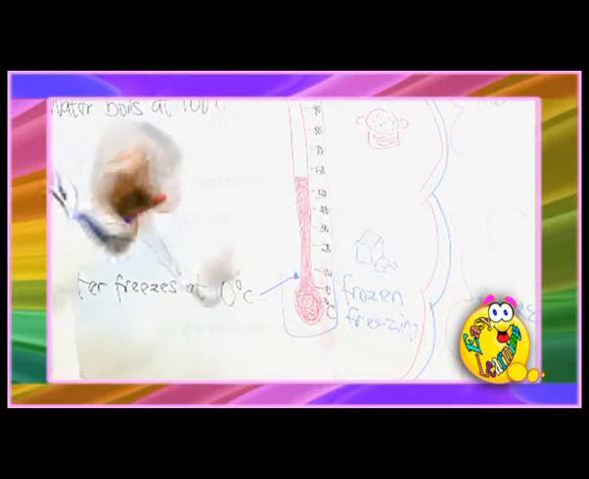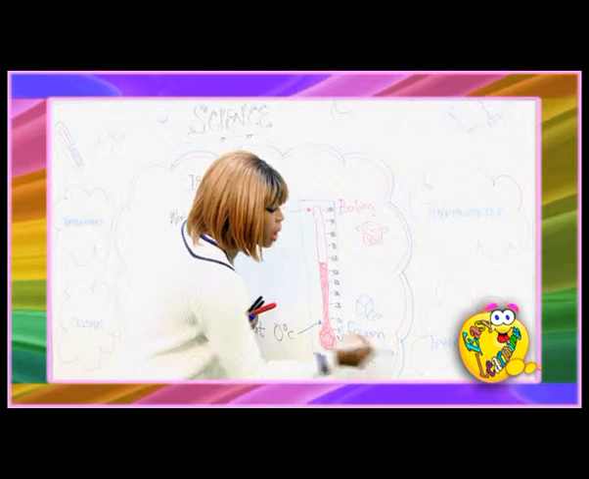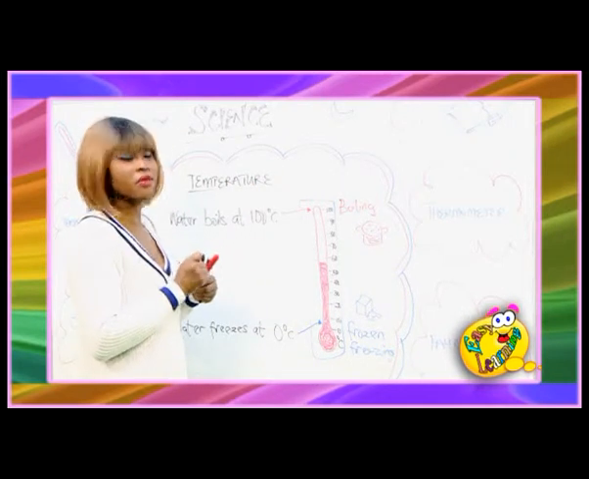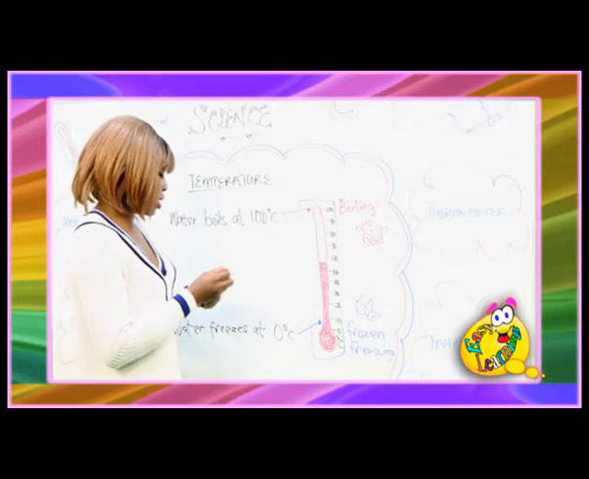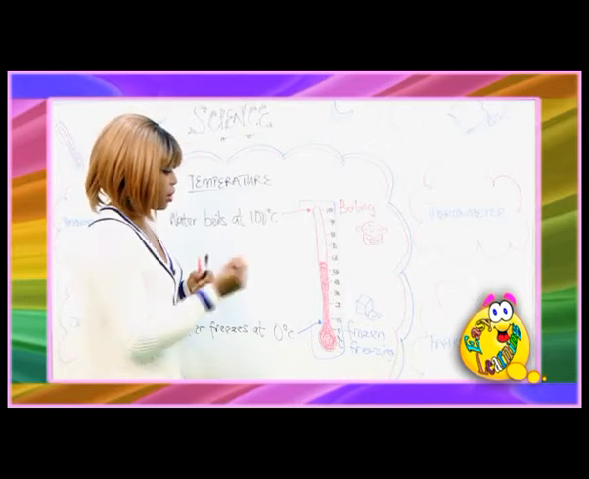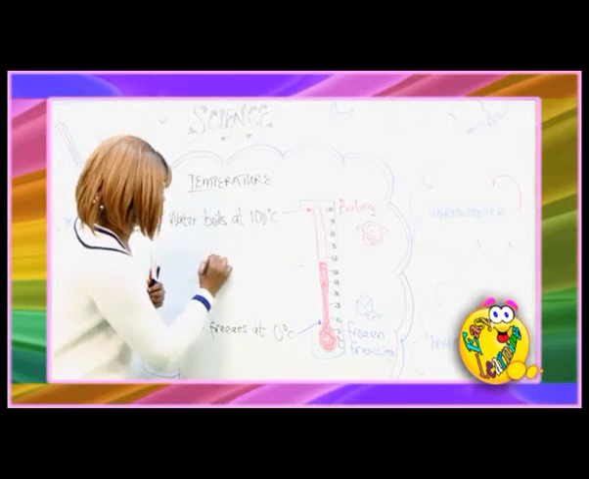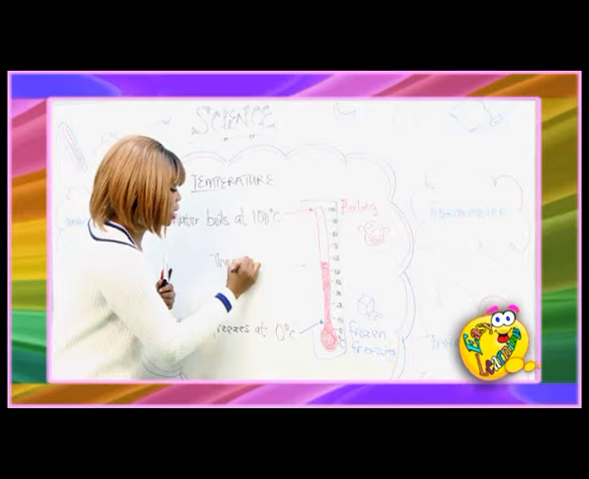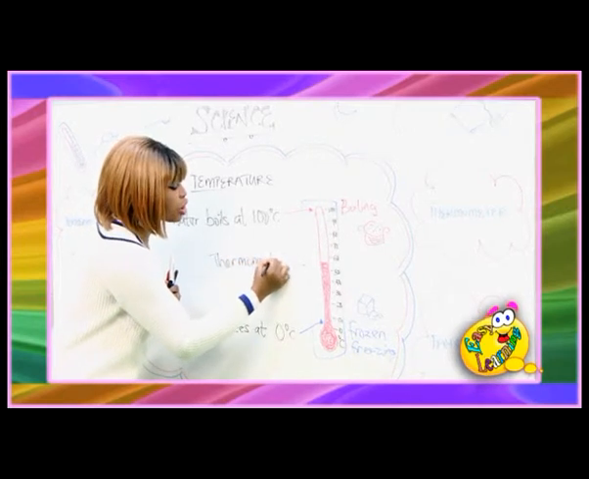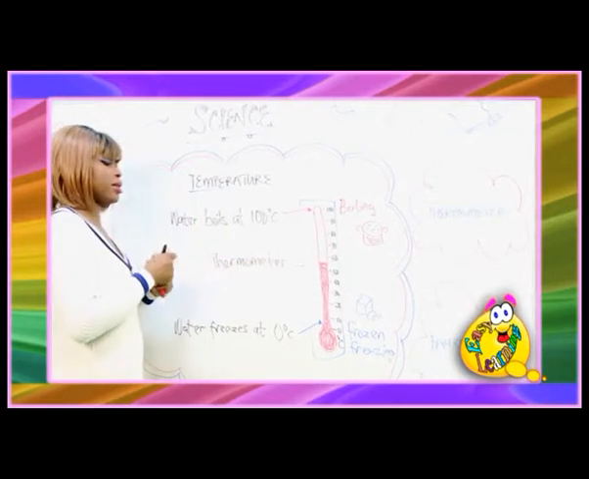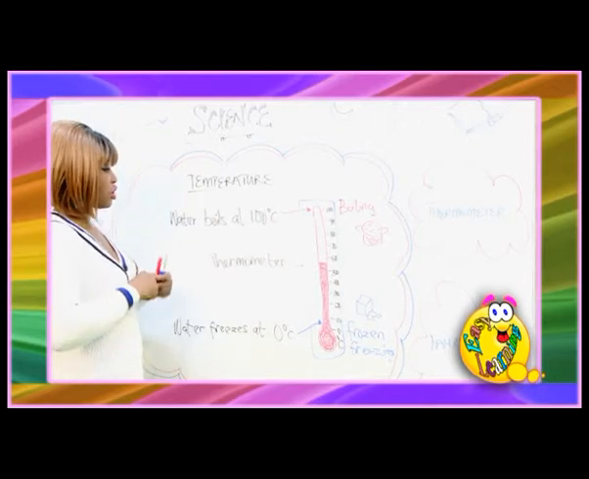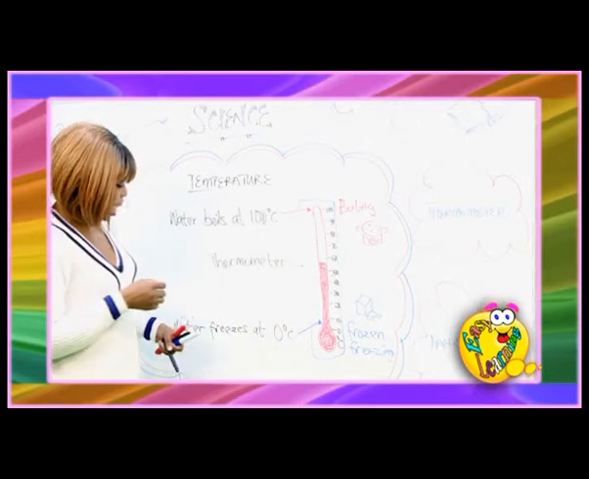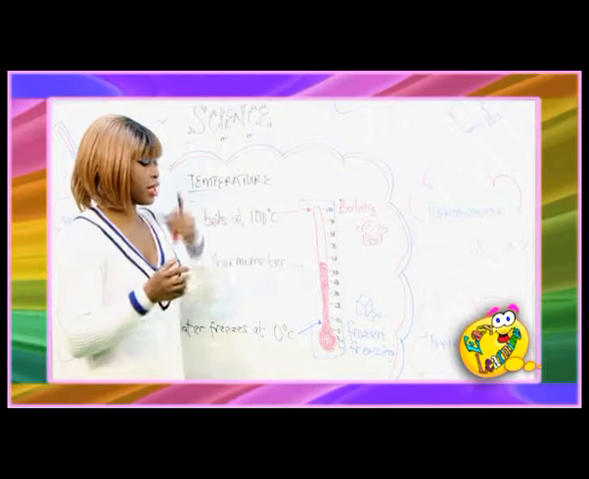Okay, so that's just a little diagram to put together everything that we've learned today. So this is my thermometer, and we said the thermometer is used to measure temperature. Okay, so water boils at 100 degrees Celsius and water freezes at 0 degrees Celsius.